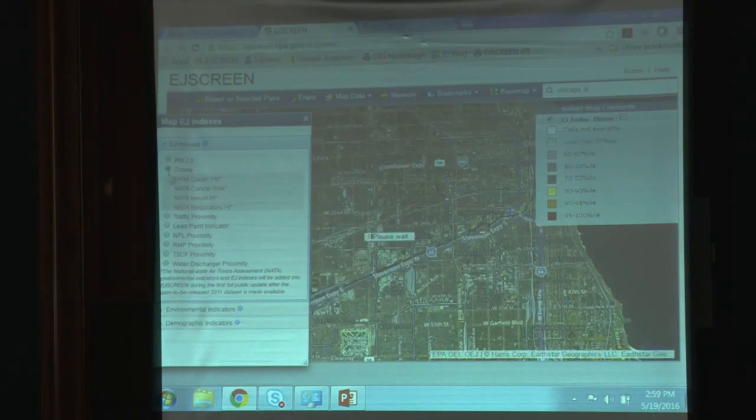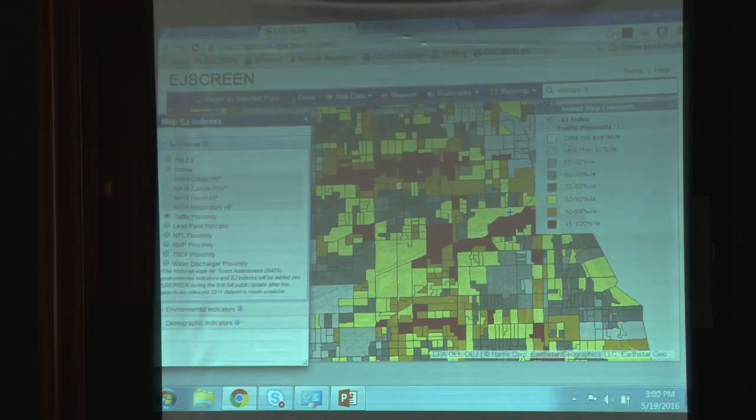We could do that for all of these, but you see, generally, where there's a lot of traffic, but also high low-income minority populations, those areas light up red. And we can go through these all the time, but I'm trying to make it through and have plenty of time for questions, so I think you get the idea.